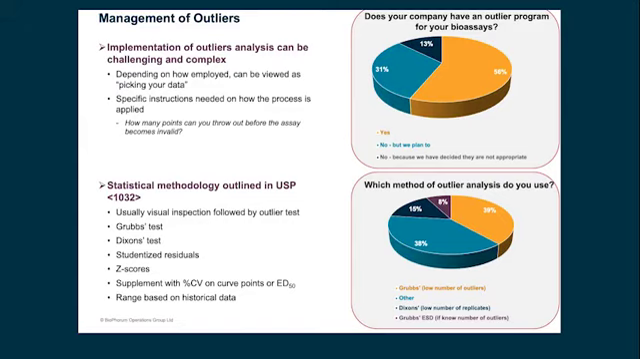So the main question or challenge associated with outlier removal is that it can be viewed as cherry-picking your data. To avoid that situation, you have to put in place clear rejection rules, such as defining how many points you can throw out before the assay becomes invalid, to mitigate the impact of outlier removal on assay performance, and also the impact on the uncertainty of the reportable value. If you go to the next slide.